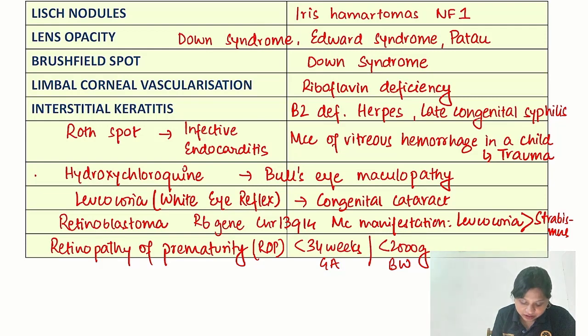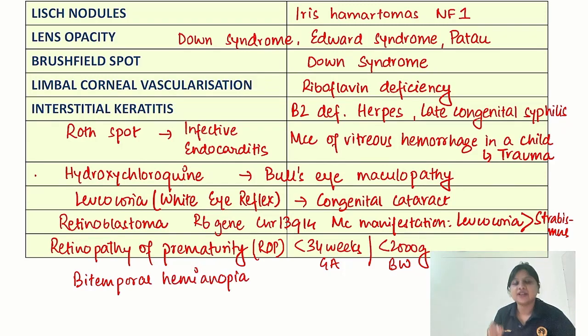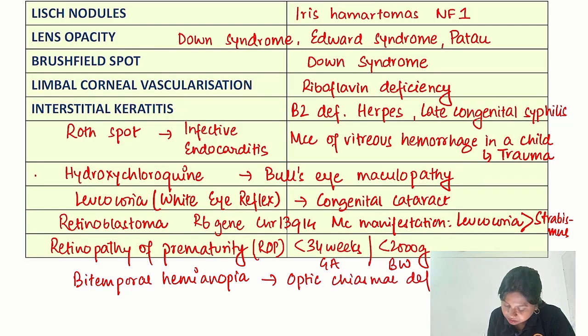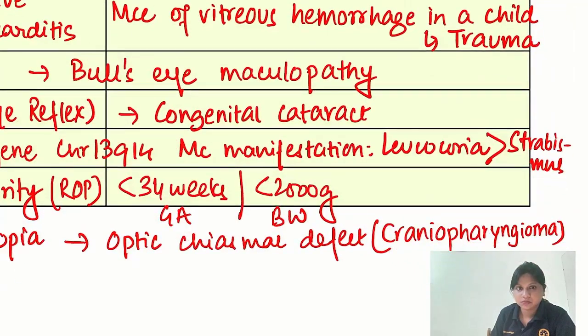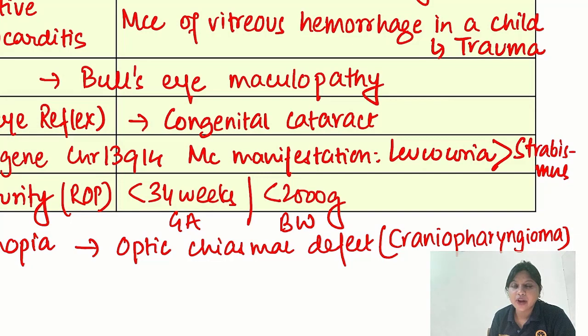Next, we should also know bitemporal hemianopia. So it is nothing but a visual field defect, and it is found in optic chiasmal defect. Because of a tumor, craniopharyngioma. Optic chiasmal defect, craniopharyngioma produces bitemporal hemianopia.